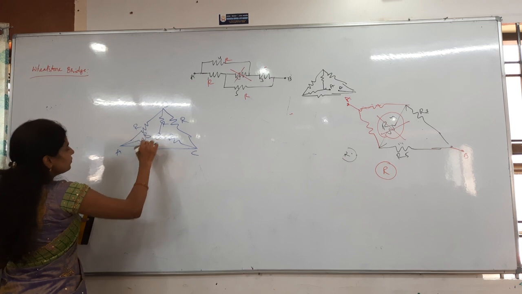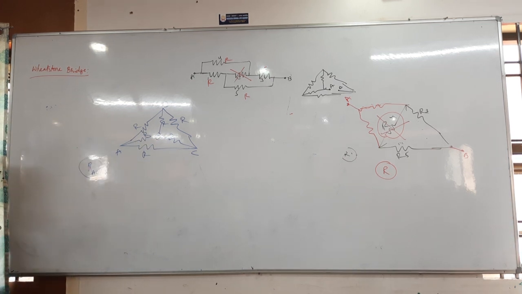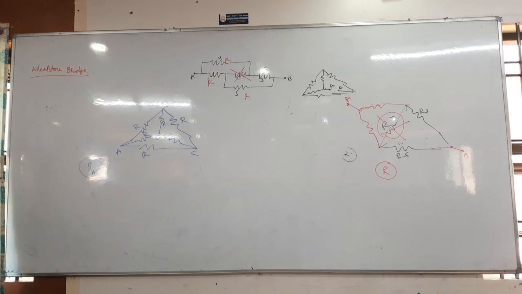Now do this problem. Get RAC. Try to redraw the circuit first.